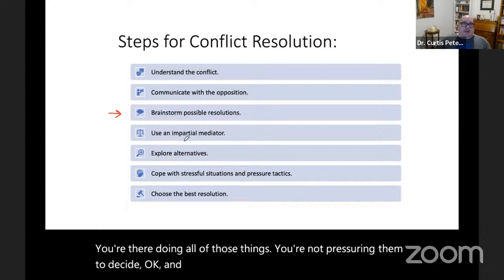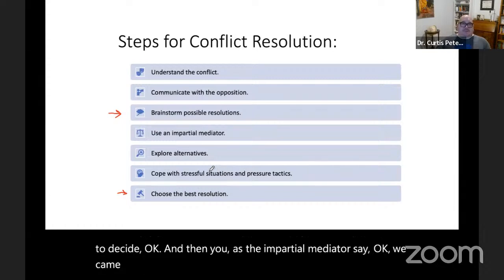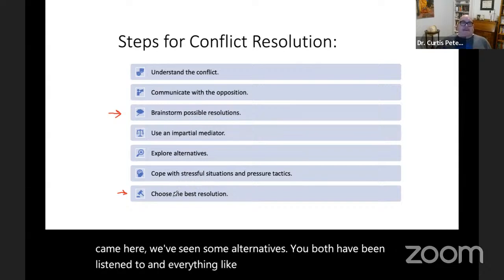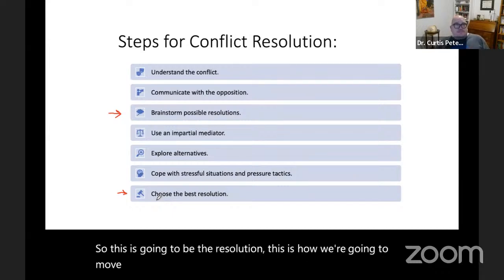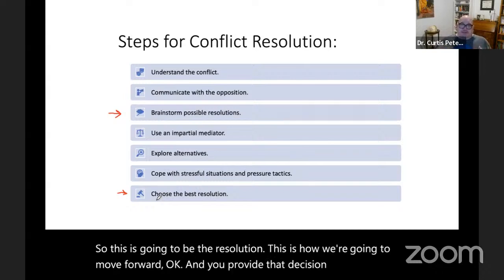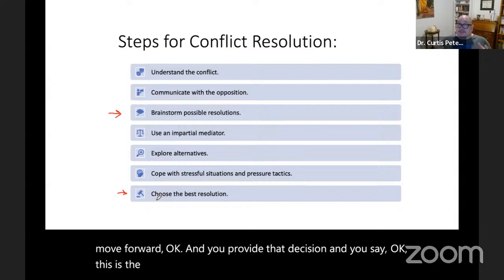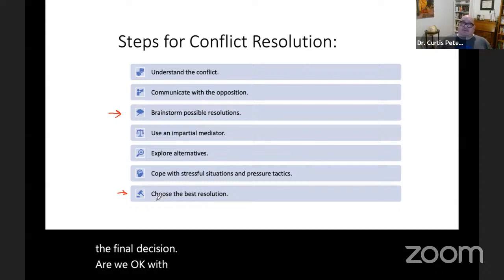And then you, as the impartial mediator, say, okay, we've come here, we've seen some alternatives. You both have been listened to and everything like this. So this is going to be the resolution. This is how we're going to move forward, okay? And you provide that decision and you say, okay, this is the decision you agreed that you both would agree to, the final decision. Are we okay with this? And then you move on.